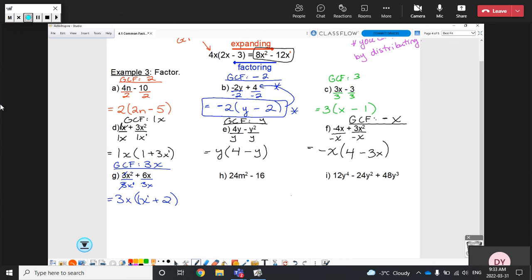So we'll say, okay, GCF is 8. Lovely. And we're going to divide this by 8, divide this by 8, and we get, keep that 8 out front. We'll get 3m squared minus 2.